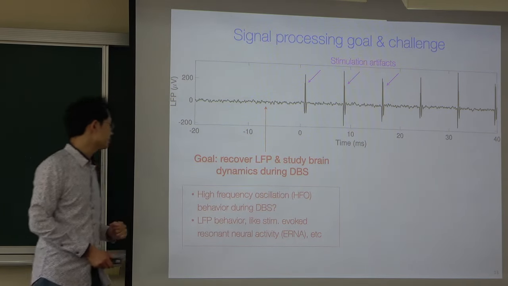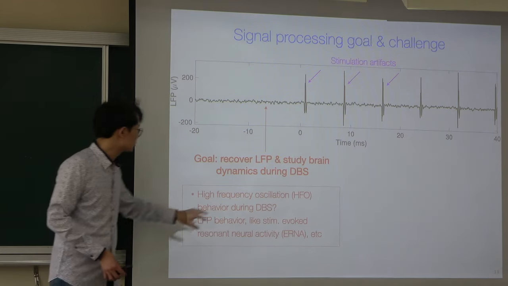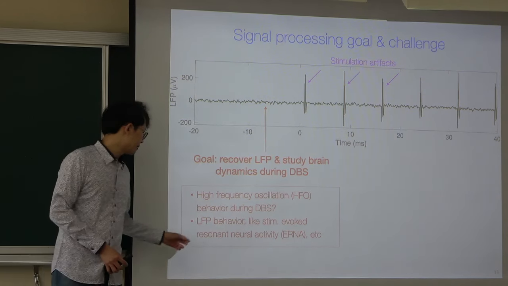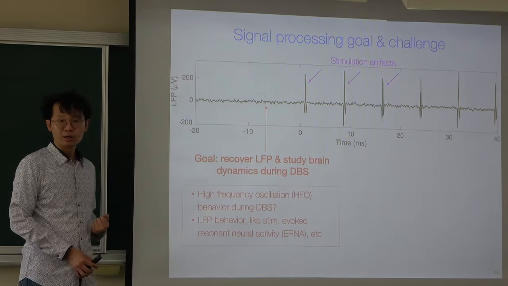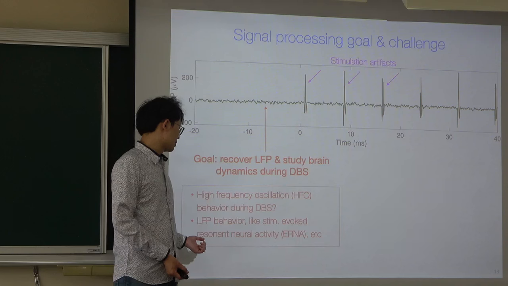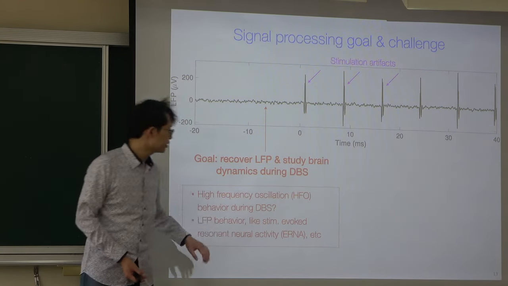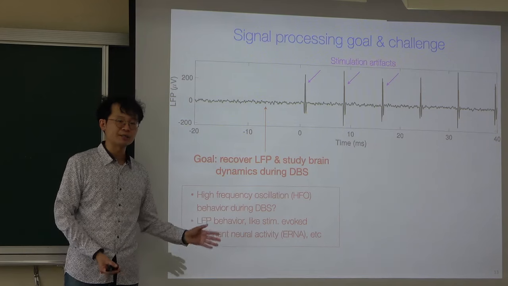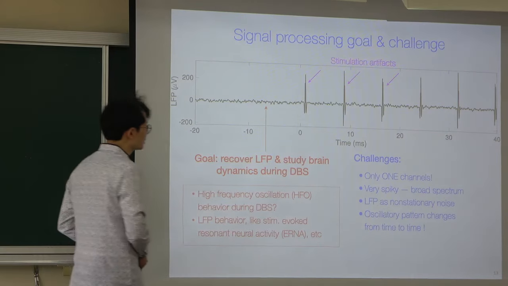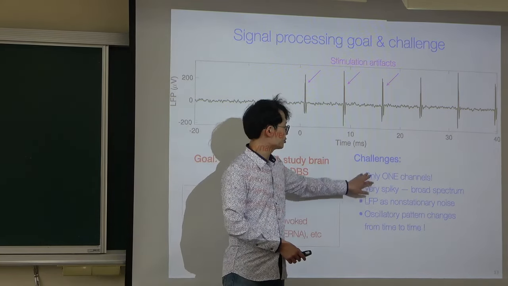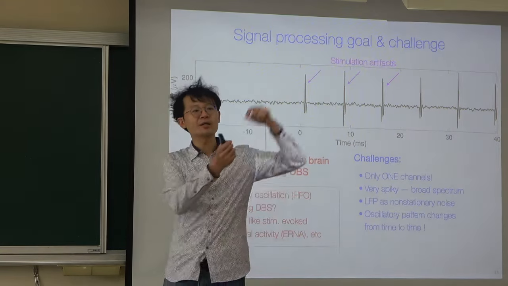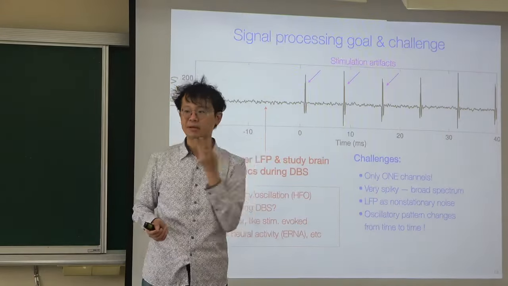So the high frequency oscillation behavior is what we want to study in the local field potential during deep brain stimulation. There are a lot of interesting things, for example, stimulation-evoked resonant neural activity, and so on. There are several topics we want to study, but first things first, we need to remove the stimulation artifact. And there are several challenges, just like before. Usually you have one channel or just a few channels. In the local field potential, usually in one lead, there are maximally three channels.